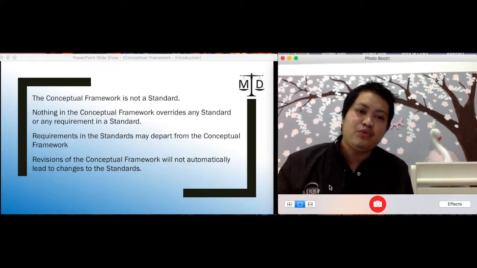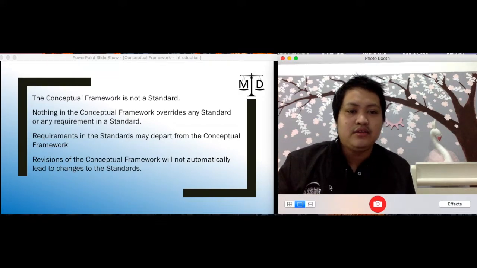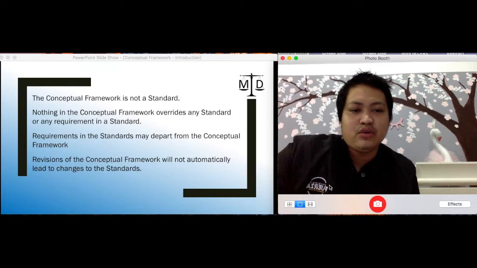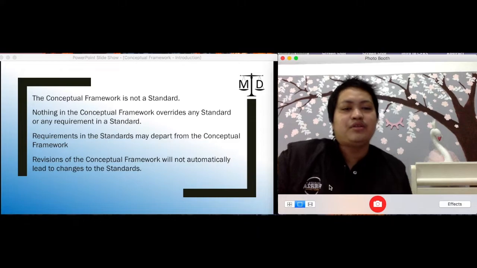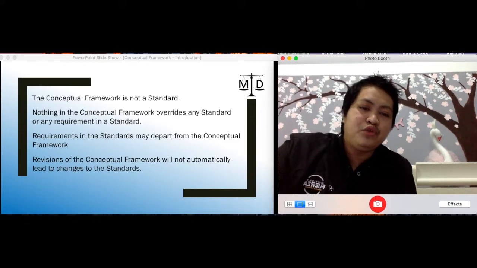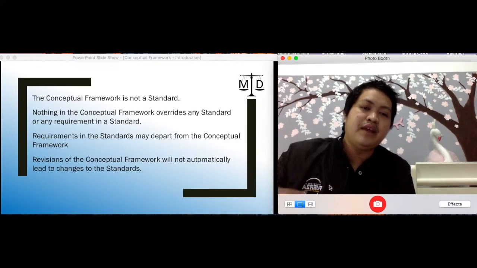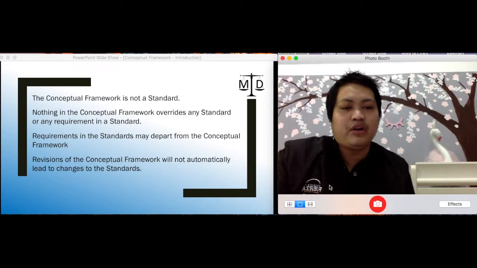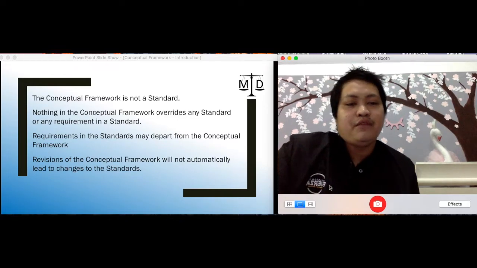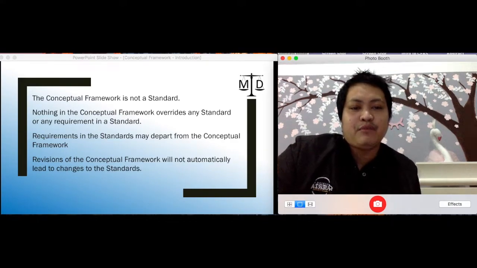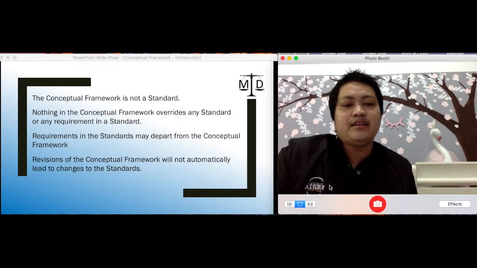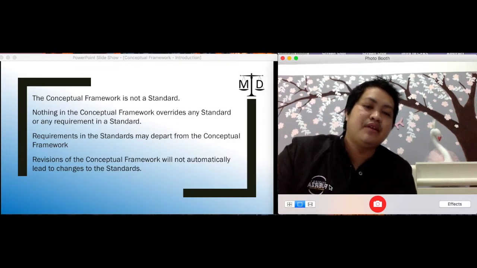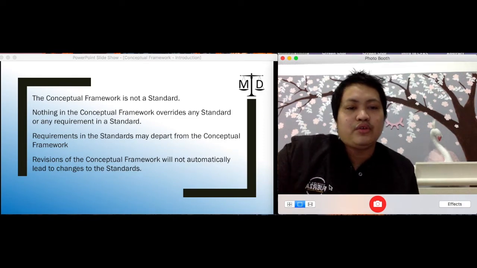So if you are just going to blindly follow the framework and such act may lead to the preparation of financial statements that are no longer useful, then definitely that should not be followed. The ultimate goal is for financial statements to provide useful financial information. So if there's a need to depart from the framework in order for us to prepare financial statements that provide useful financial information, then definitely that path should be undertaken. So that is why it is possible for the requirements of a standard to depart from the conceptual framework.